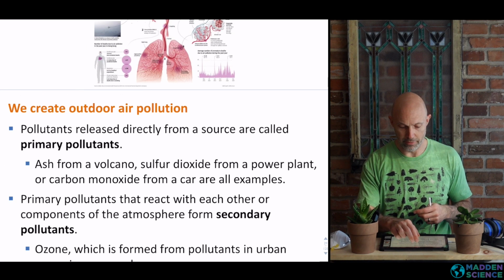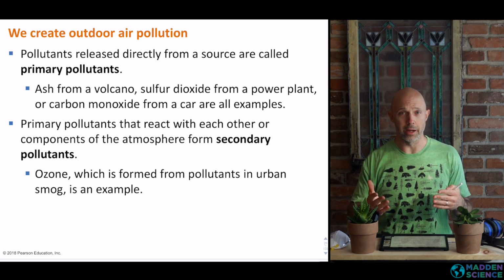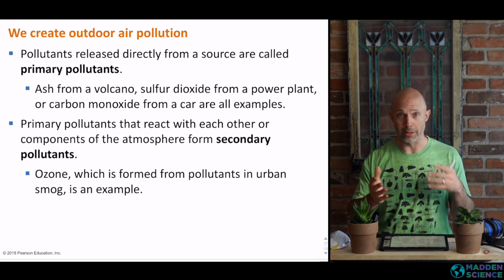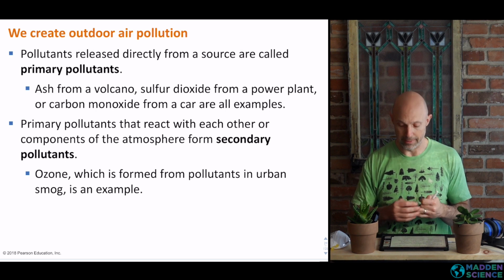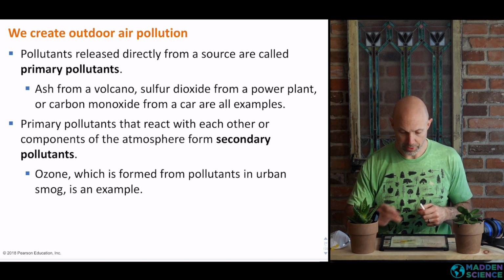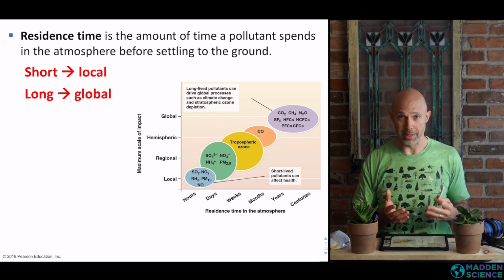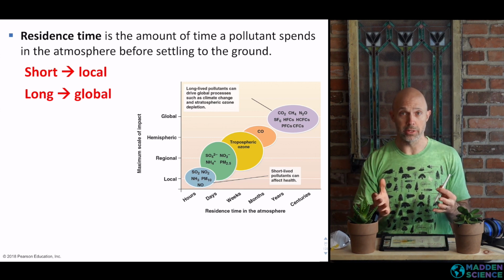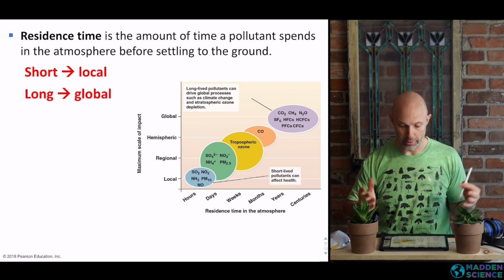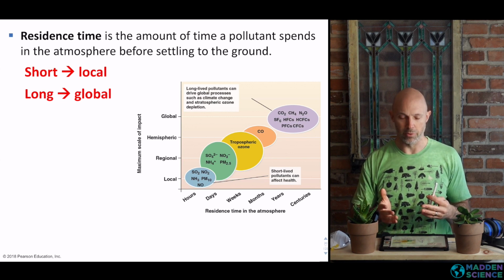Just in terms of vocab, primary pollutants are going to be the ones that are released from a source. Secondary will be when primary pollutants react with each other and components of the ecosystem, say sunlight or UV. This also shows differences in residence time. So how long are those pollutants going to be hanging out in the atmosphere? Short time, well, those pollutants are going to stay around locally. If they stay a long time, if the residence time extends longer, again, hours, days, weeks, months, years, centuries, then those are going to have much more of a global impact.